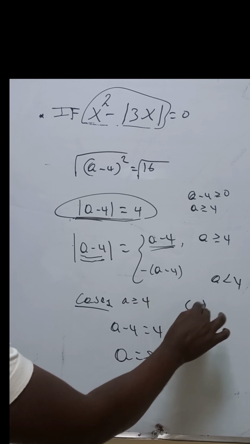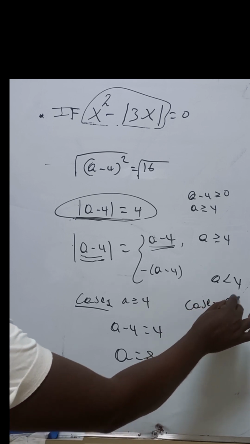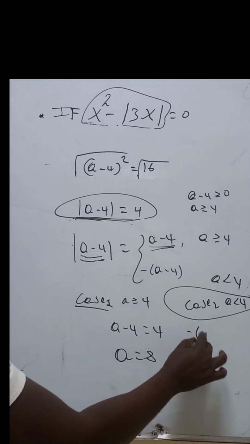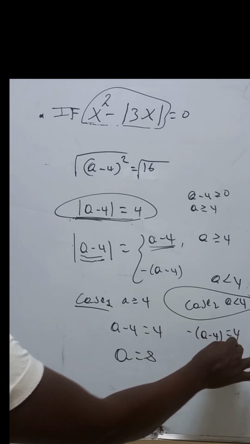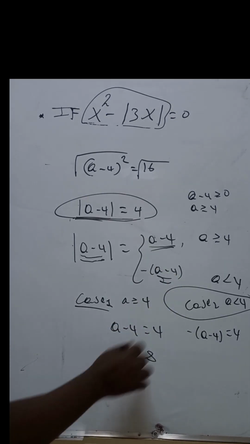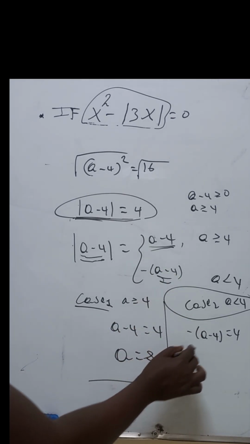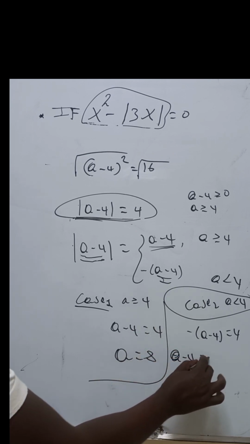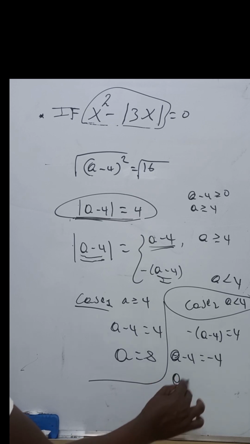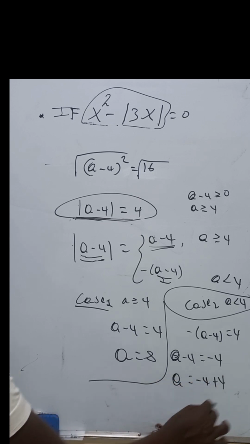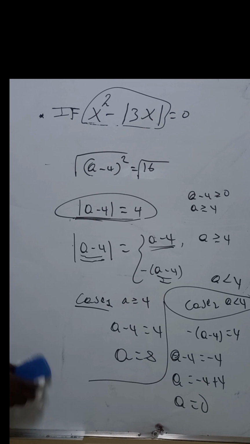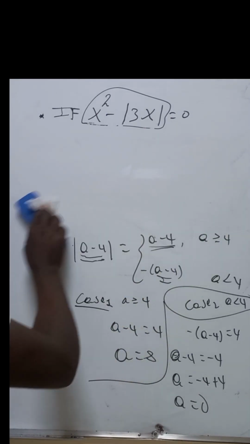For case 2, for a less than 4, minus of a minus 4 will be 4. That means you can multiply both sides by negative, so a minus 4 will be negative 4. If you move this to the right, a will be negative 4 plus 4. So a will be 0. Now the values for a are 0 and 8. And hence, this is not yet the answer to the question that we asked.